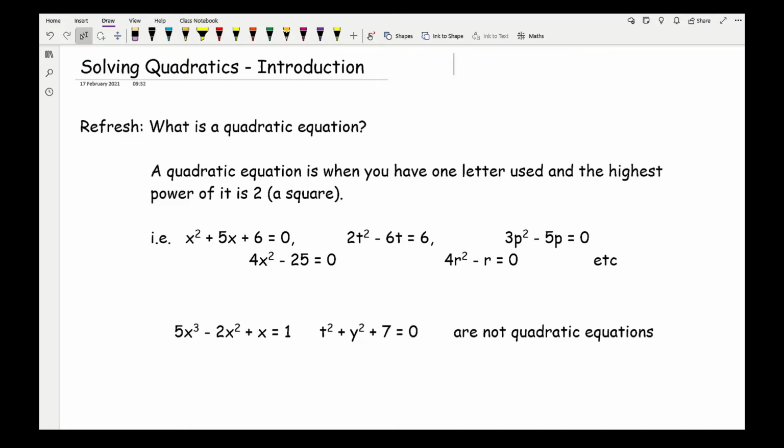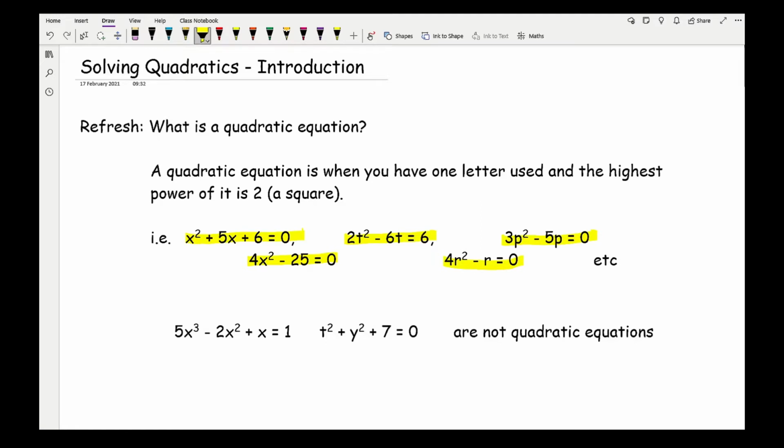So for example, in these examples on your screen, in this first one I'm using x and I've got no other letter, and the highest power of x is x squared. In the next one I've got t, and again no other letters and the highest power of t is 2. In this third example I've got p, and again the highest power is squared, and likewise for the fourth one, although I've got no single letter, we can still class this as a quadratic because you have got an x squared in there. And finally we've got r. In our second one we've got one letter being used and the highest power is a square.